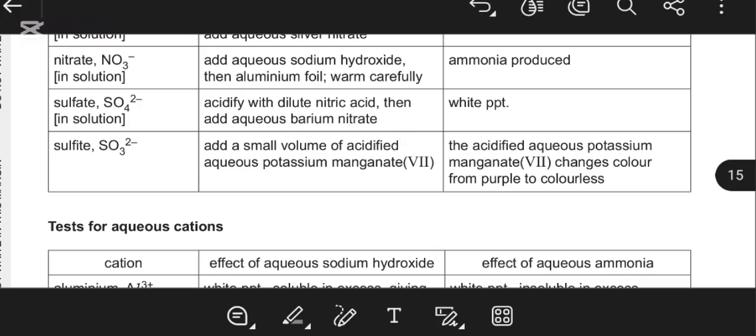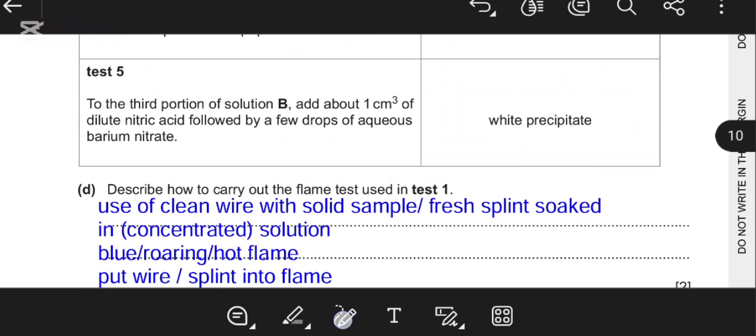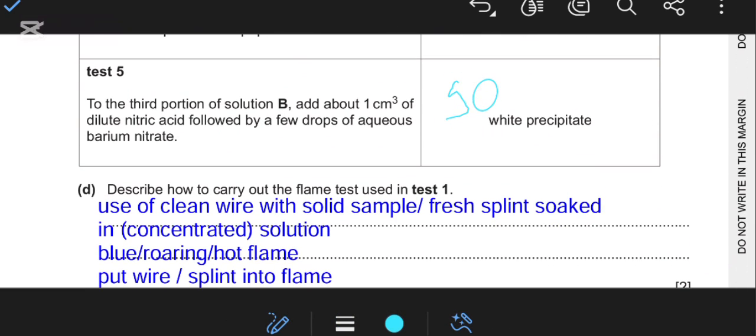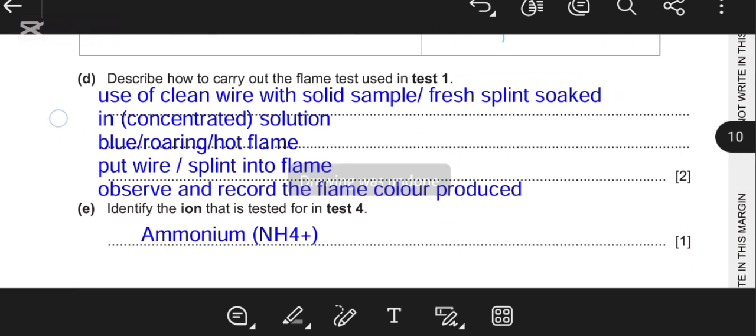Add dilute nitric acid with aqueous barium nitrate, white precipitate. So this tells us that SO4 2- is present. Wait a minute, SO4 2-. All right. Now, how do you carry out the flame test?